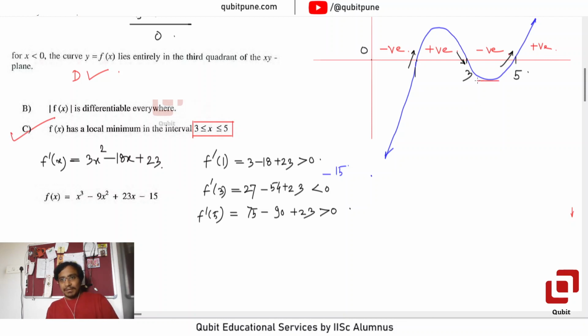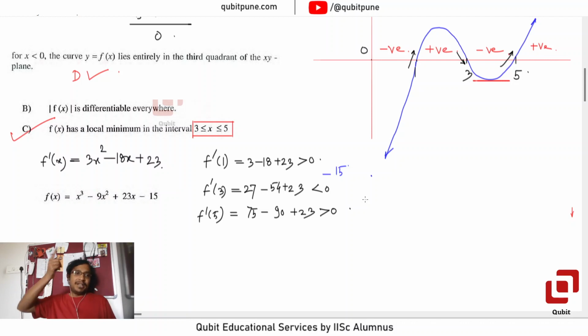Okay, between 3 and 5, well, because the sign of the function changes at 3 and at 5, so between 3 and 5 we must have a local minimum. Is it clear? Where is that located? We don't care. That's not of any concern to us. So option C is also right.